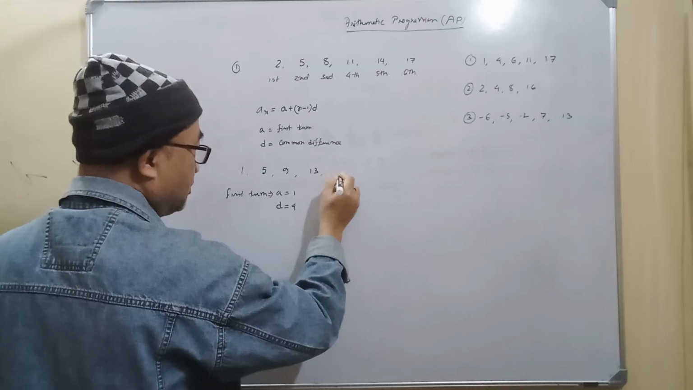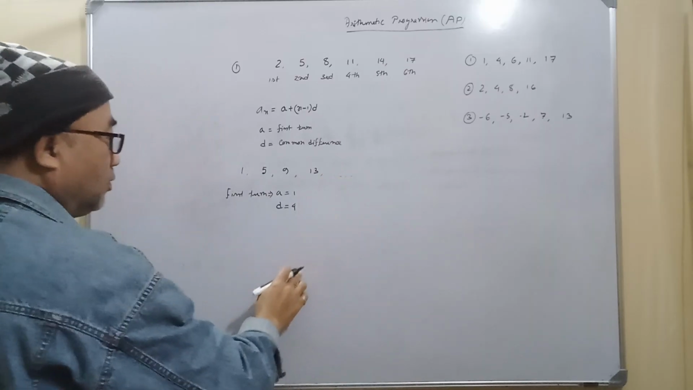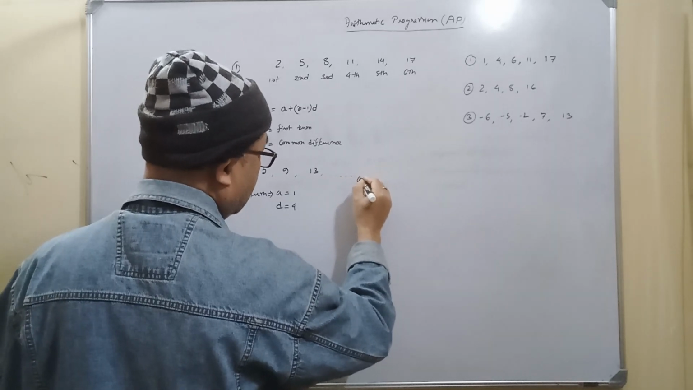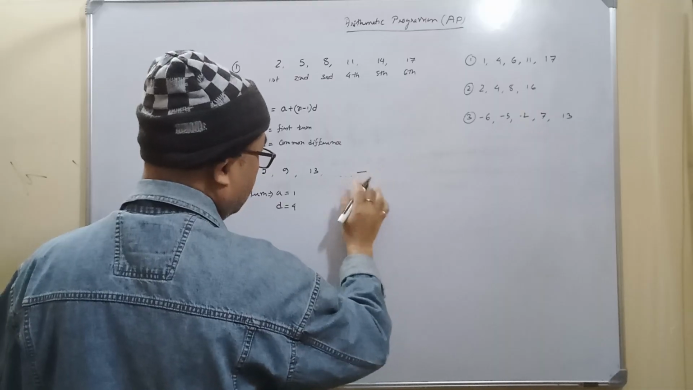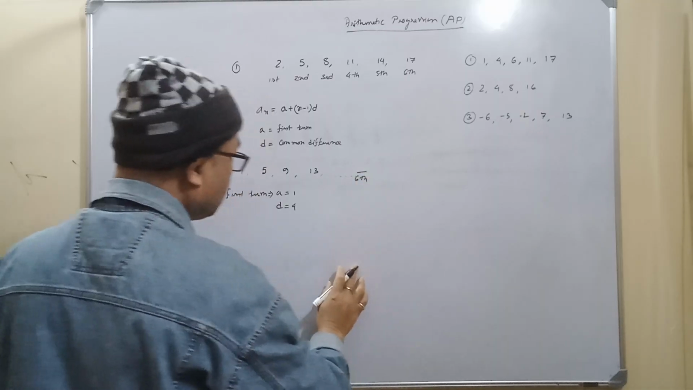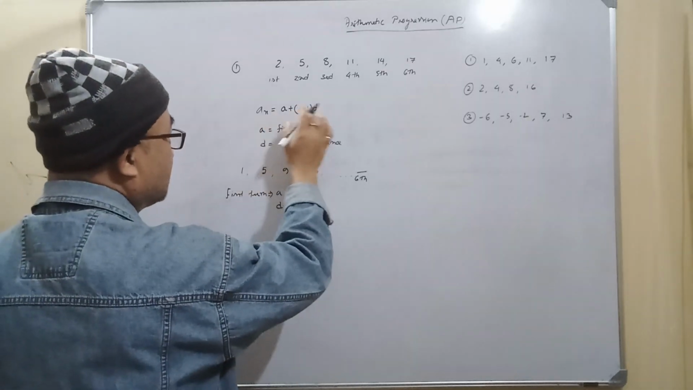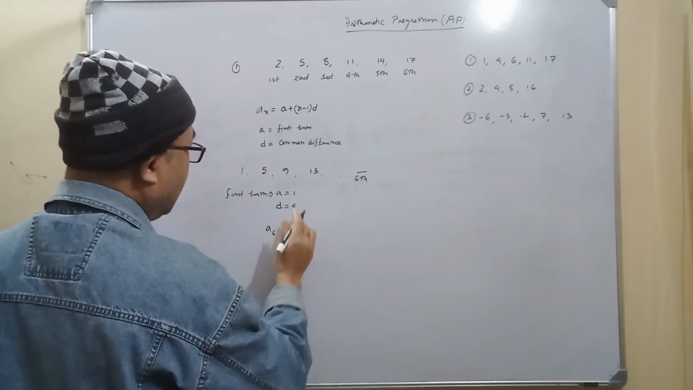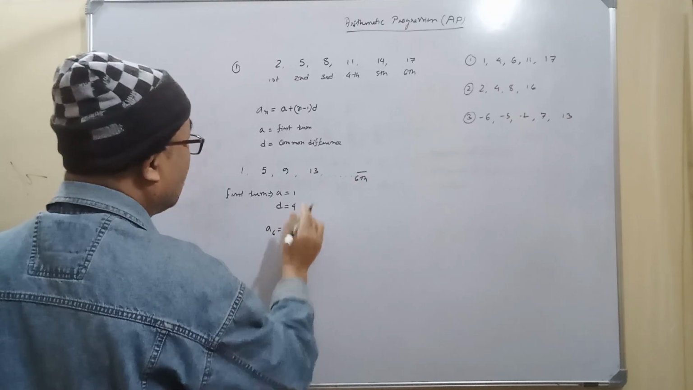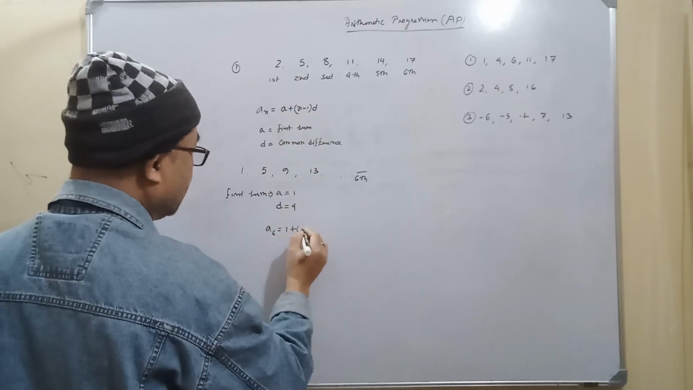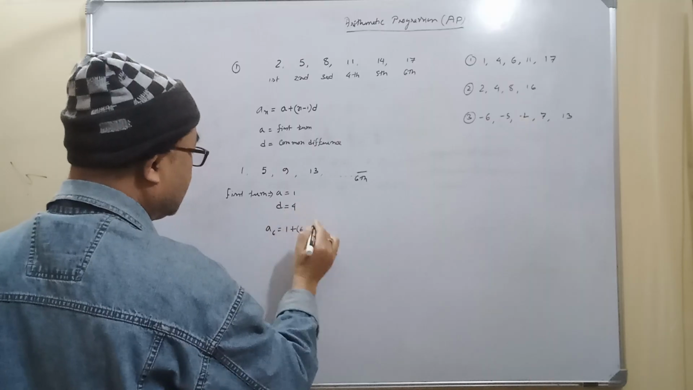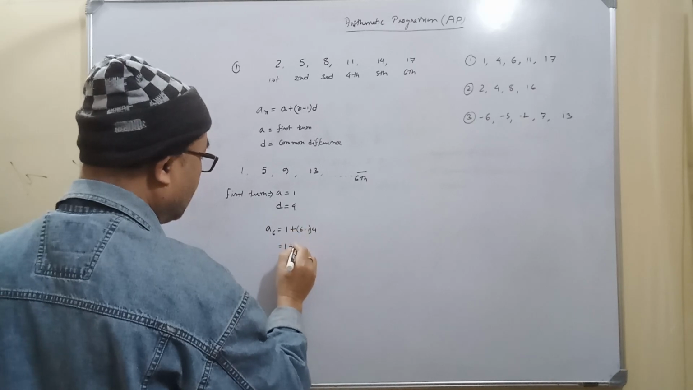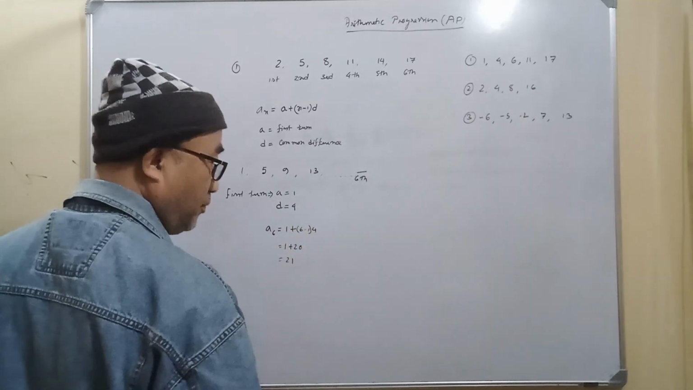Suppose you are required to find the 6th term, okay? The 6th term is not known. So what will be the value of the 6th term? It will be A6. Then what is A? It is 1. What is n? n is 6, so 6 minus 1. What is D? It is 4. And what is the value now? 6 minus 1 is 5, 5 into 4 is 20, plus 1 is 21.